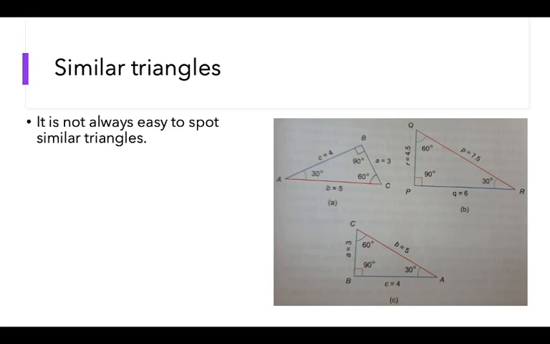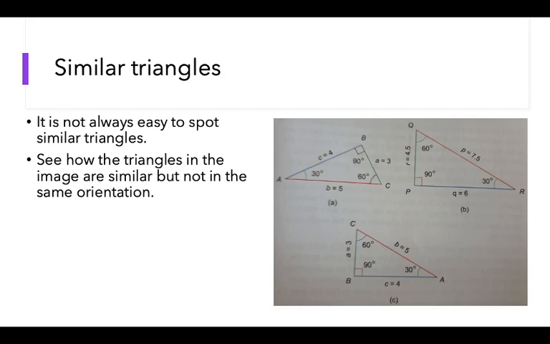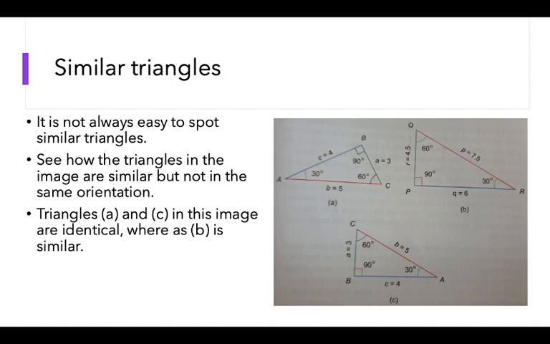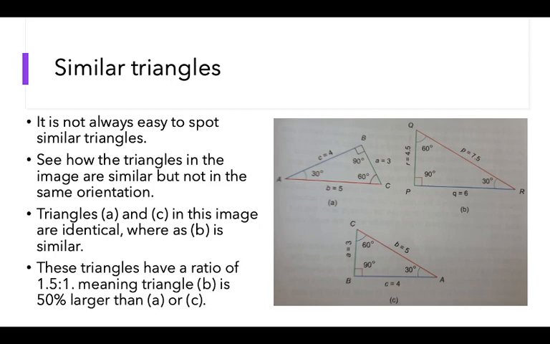It's not always easy to spot similar triangles. See how the triangles in the image are similar but are not in the same orientation. If you look a little bit closer, triangles A and C in this image are identical, whereas B is a similar triangle. These triangles have a ratio of 1.5 to 1, meaning that triangle B is 50% larger than A or C.